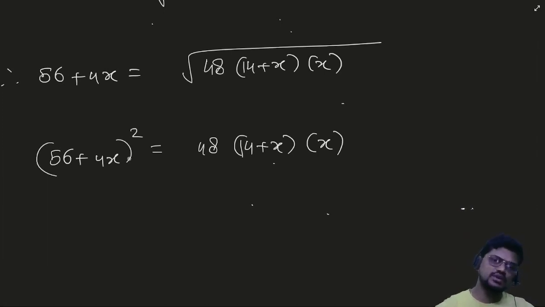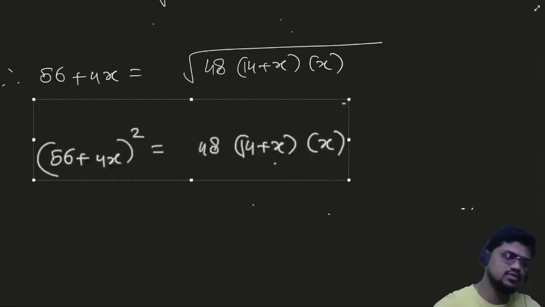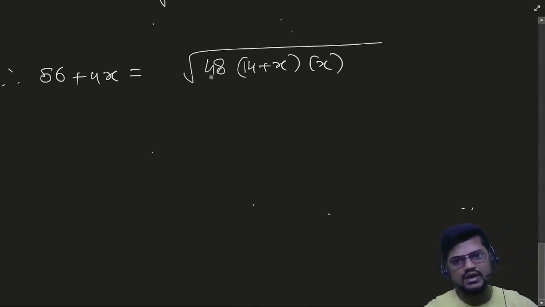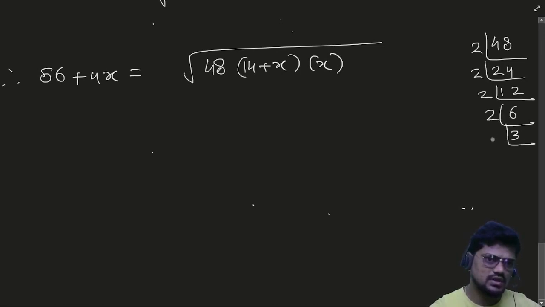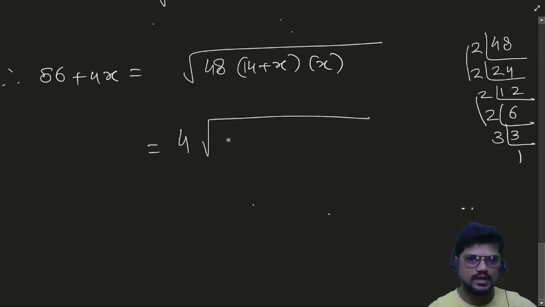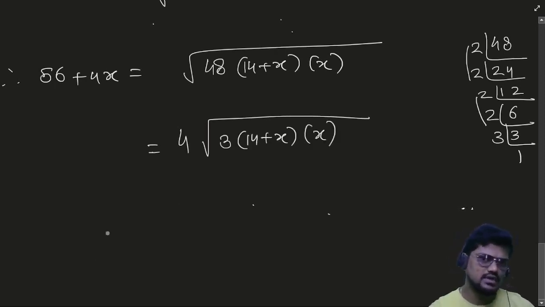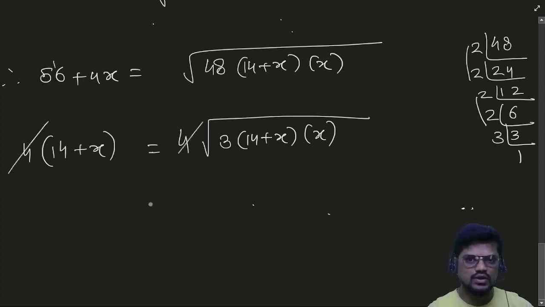But wait, before doing that, 56 is a huge number. Before doing that, what I will do is the prime factorization of 48. If I do the prime factorization of 48, 2 2s are 4, 2 4s are 8, 2 6s are 12, 2 3s are 6, and 3 1s are 3. So how many couples can you get? You can get 2 couples, so you can take out that 2. 2 into 2 is 4, and then again root of 3 into 14 plus x into x. Yeah, you can take out 4. In this side also, you can take 4 as common. 4 1s are 4, 4 14s are 56, so 14 plus x. Now you can cancel 4 and 4.